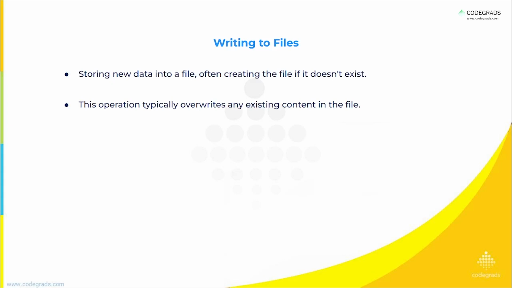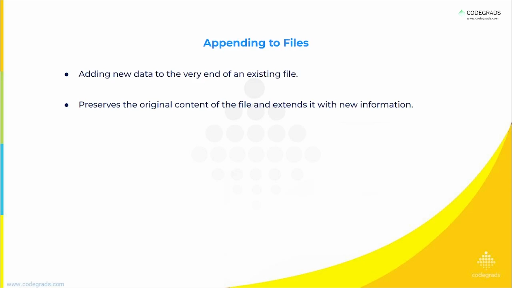So next, after writing, sometimes we also need to append some text to the file. To add data to the end of an existing file is the basic operation of appending: adding new data to the very end of an existing file, preserving the original content and extending it with new information. While appending, the original content previously present in the file stays as it is, and whatever text we mention in appending will be added at the end. We use the mode A, which is to append.